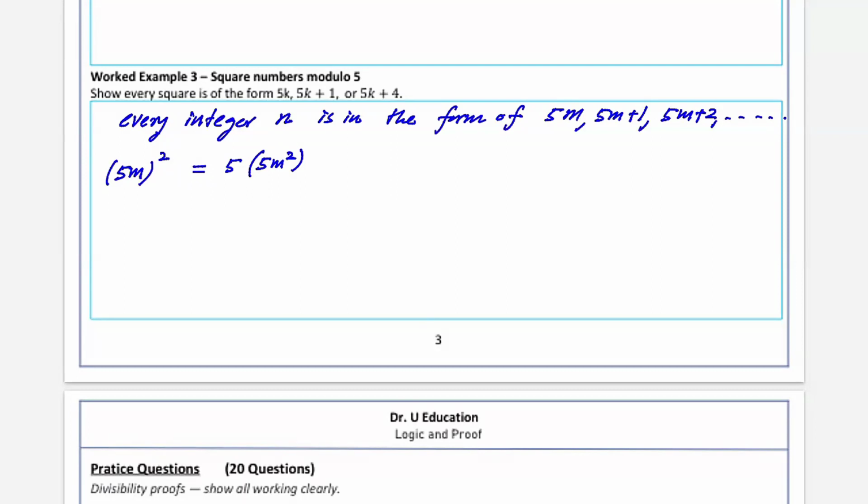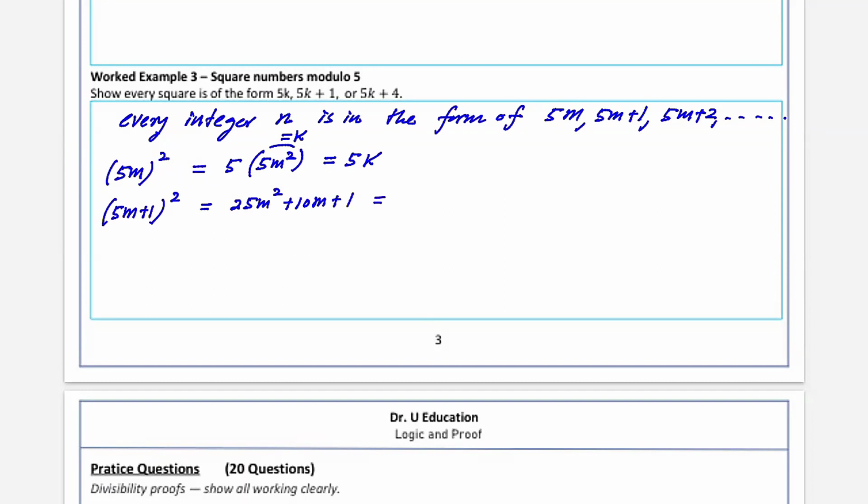So if you think about this as k, this will form 5k. Then let's try 5m plus 1. So that would be 25m squared plus 10m plus 1.